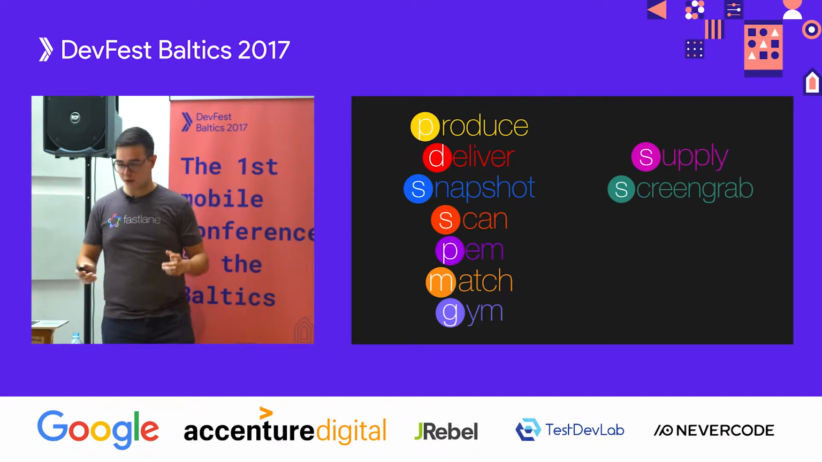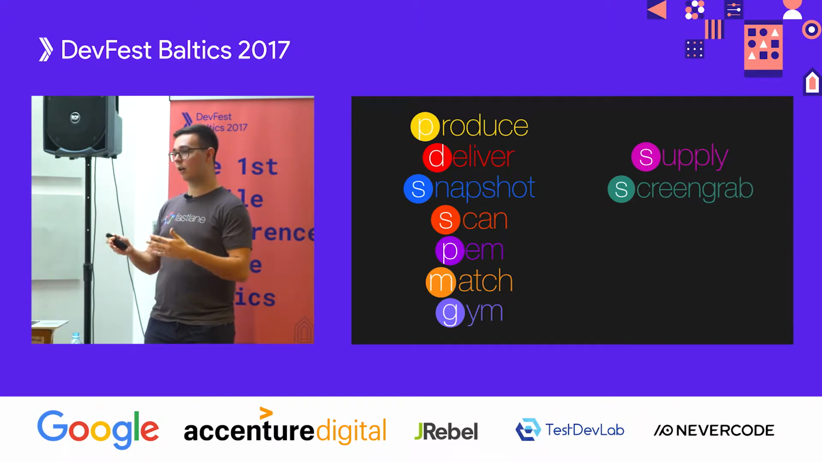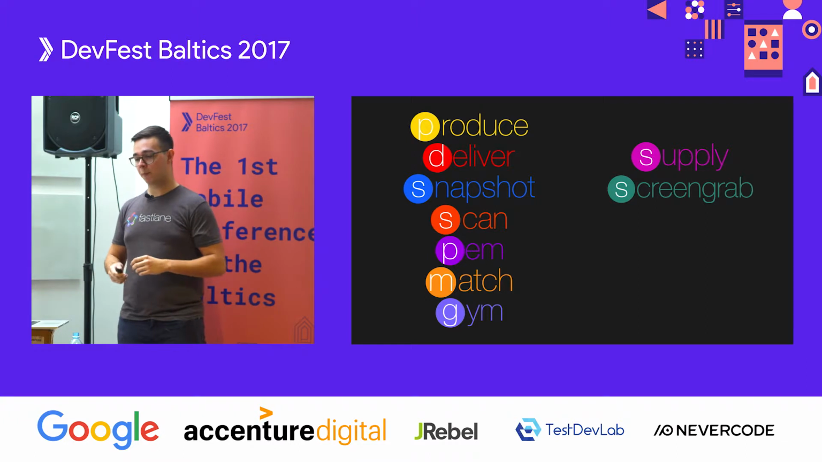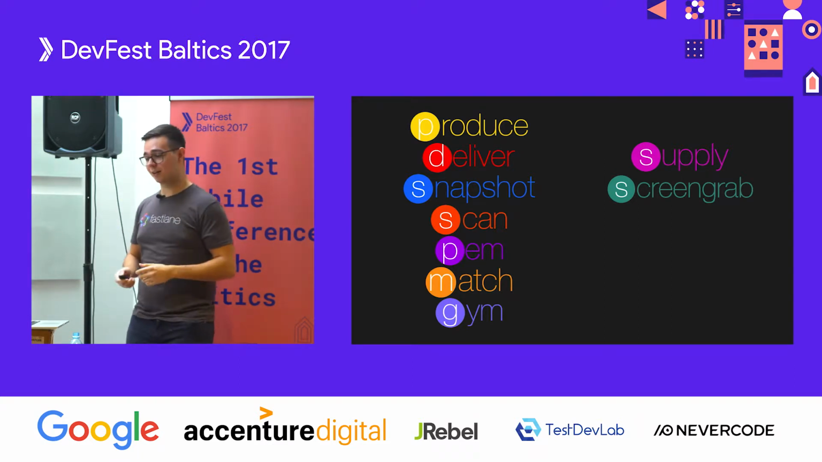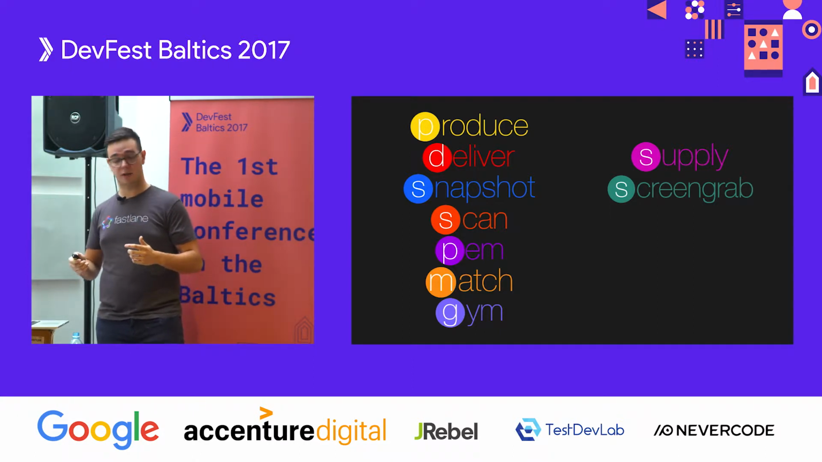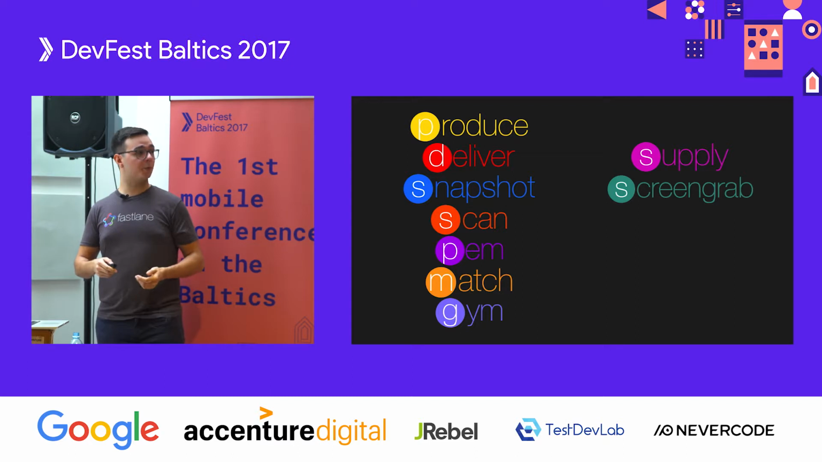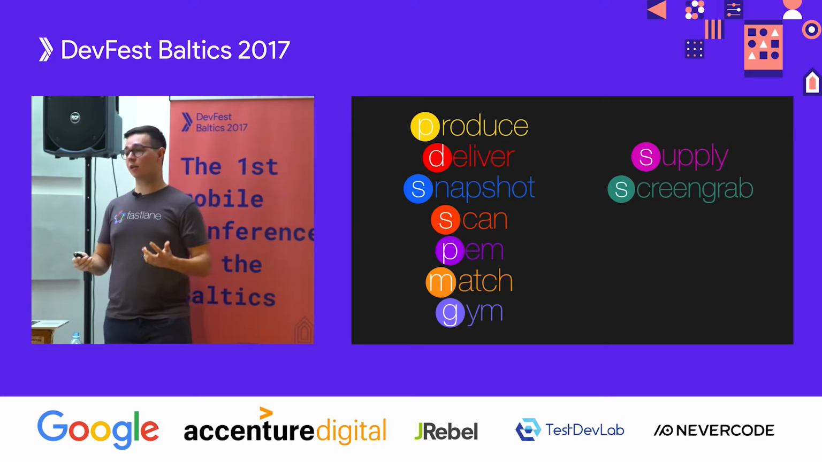So we have produce, which gets some metadata from your app and makes sure that it exists on iTunes Connect and on the Apple Developer Portal. You have deliver and supply, which take your app, take your metadata, take your screenshots, and upload them to the store or to TestFlight. We have Snapshot and Screengrab, which, as you might guess from the name, take screenshots. We have Scan, which runs unit tests, PEM, which generates your notification certificate that you need on iOS. We have Match, which we saw before, syncs developer profiles, and we have Gym, which builds your app with the right settings pre-selected.